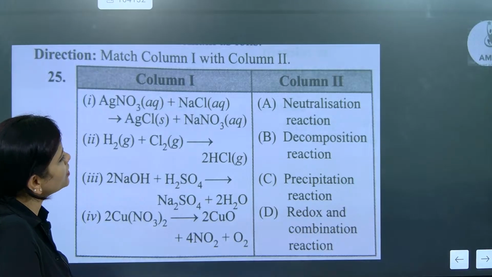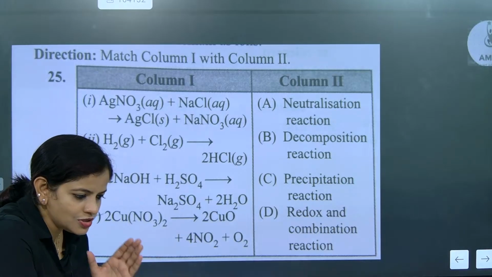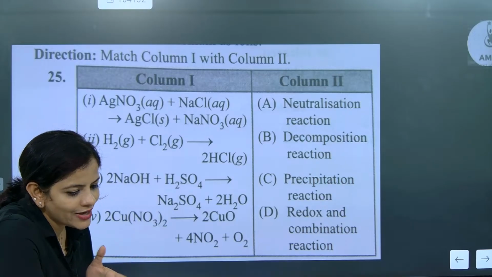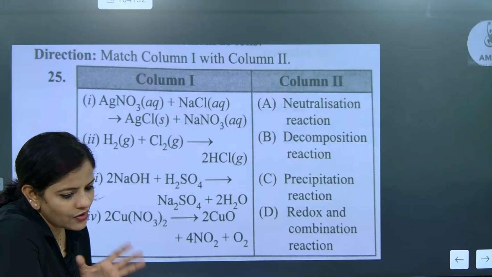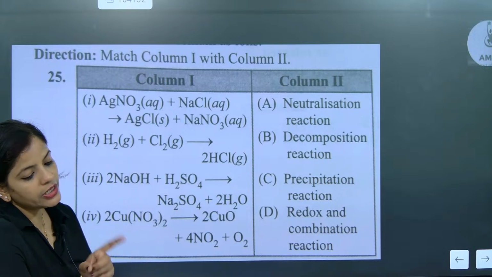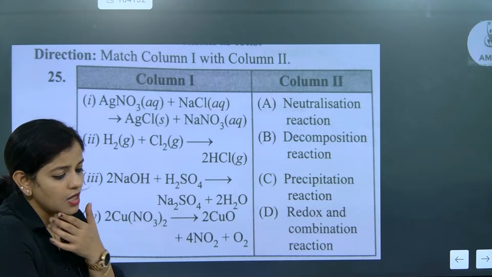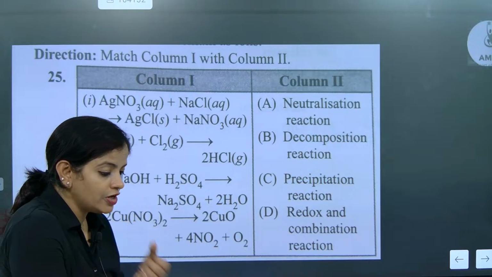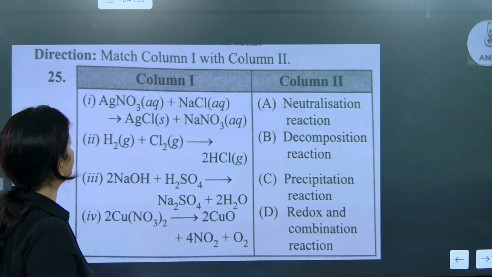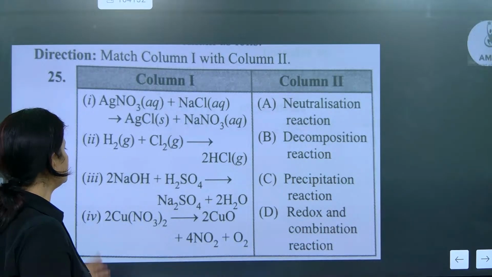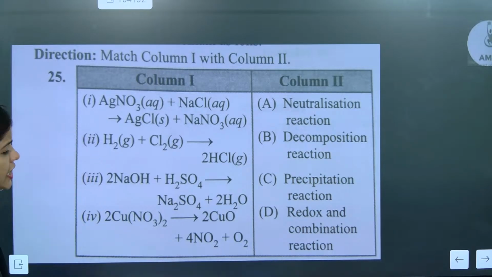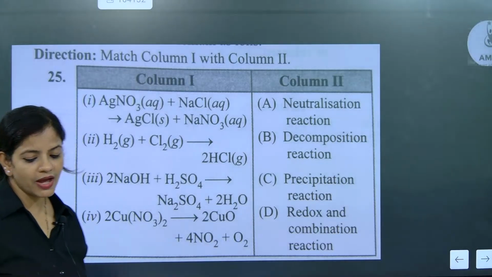Match column one with column two. Like this, these are also very difficult CBSE questions. They want you to match every equation that is given, matching one with the other. That's also a huge part. Come on, go for it, please. The question is AgNO3 and NaCl, silver nitrate, then silver chloride, NaNO3. These reactions you already know, boss. All the reactions we have already done many times. Now you only need to match them up.